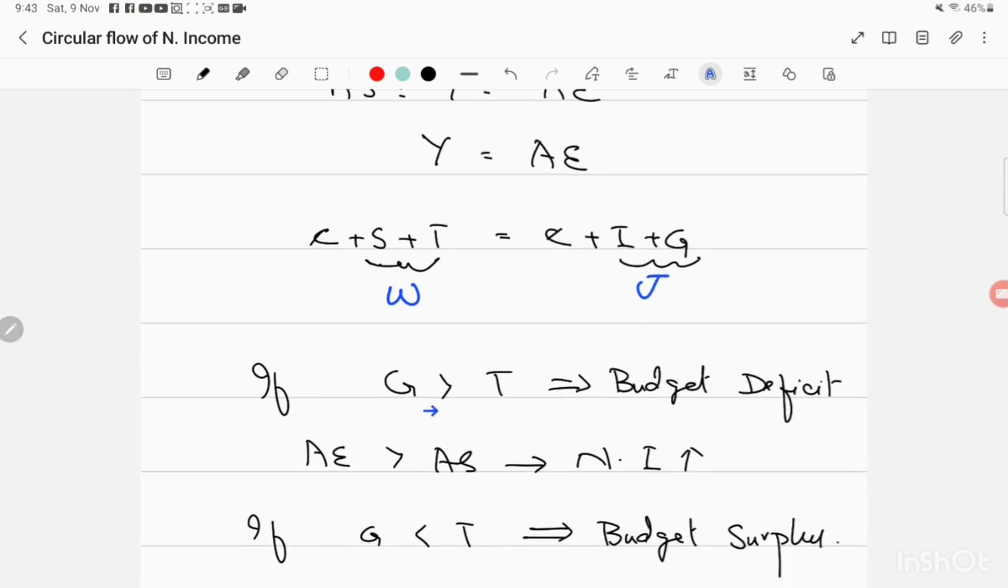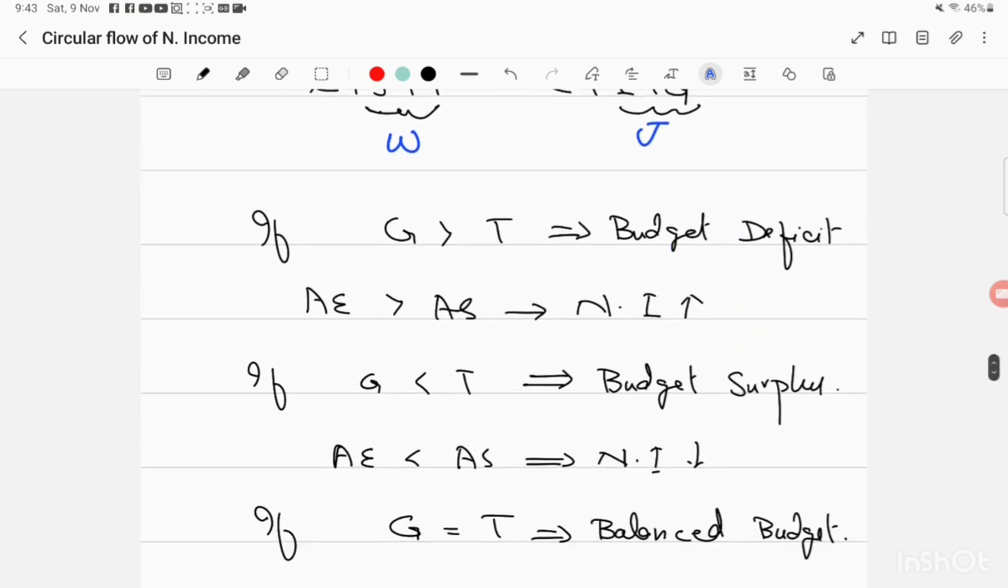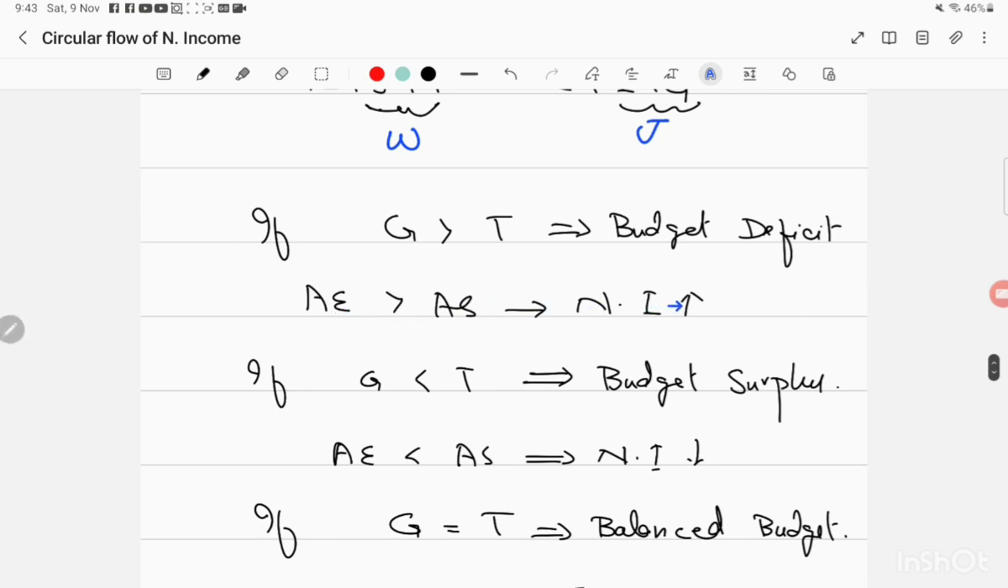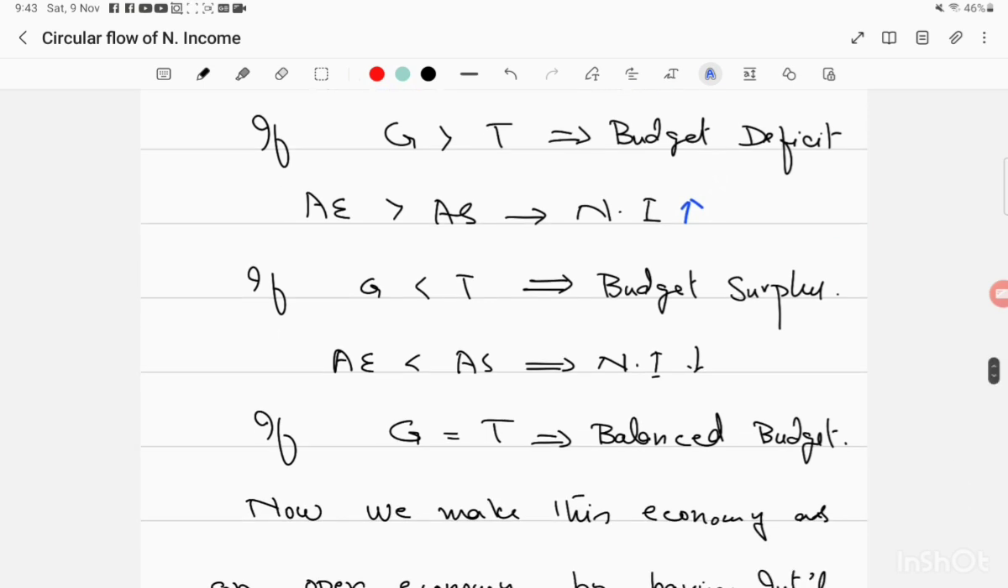So see over here, when G is more than taxes, when government spending is more than taxes, there will be a budget deficit. And when there is a budget deficit, aggregate expenditures will increase and national income is also going to increase, because it is creating more employment opportunities, which is the reason for the increase in national income. And when government spending is less than taxes, a budget surplus will take place, and due to that budget surplus, withdrawals are more than injections. So when withdrawals are more, national income will be falling.